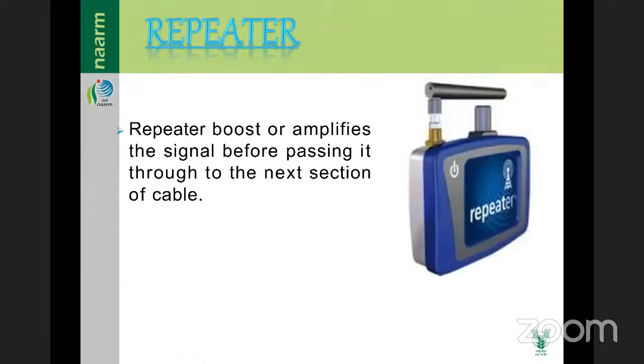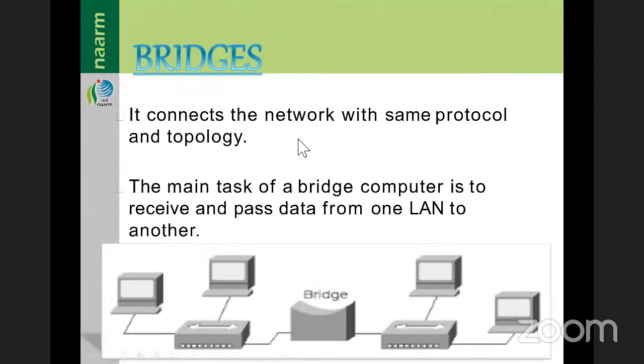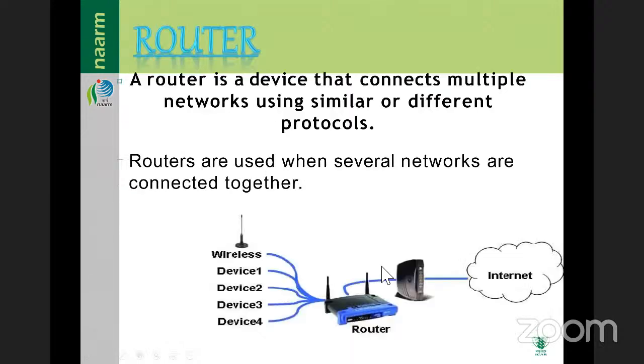Previously we were using a repeater, which boosts and amplifies the signal before passing it to the next section of cables. Initially a repeater was used, but now everywhere we are using hubs or switches. Bridges connect networks with the same protocol and topology. The main task of a bridge is to receive and pass the data from one LAN to another LAN. It was used earlier, but nowadays we are not using bridges, only hubs.